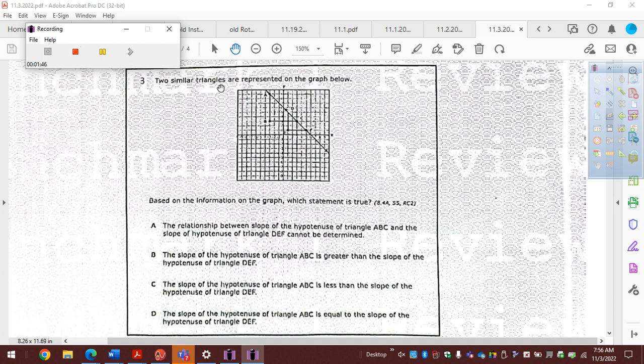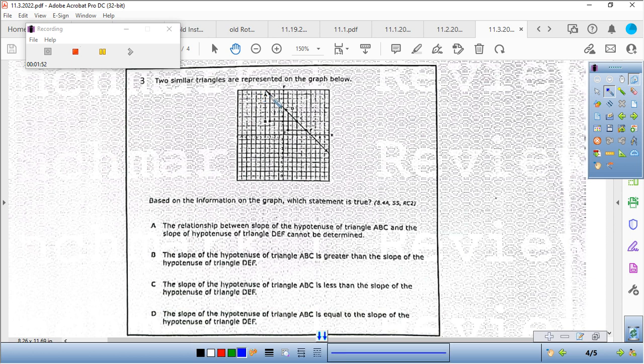Okay, problem 3 now. Two similar triangles are represented on the graph below. Once I see this, I don't know if you can see that well, but there's a triangle here. This is going to be your rise. This will be your run. Let me change color. This will be your rise, and this will be your run. And there's another triangle here. This will be your rise, and this will be your run.